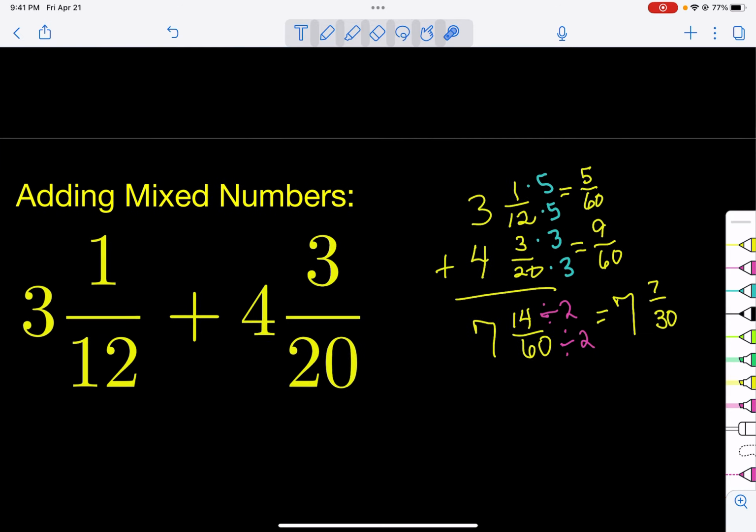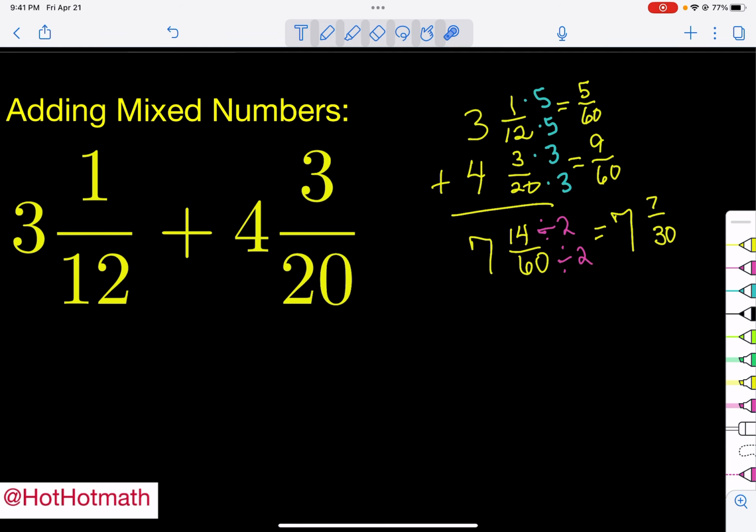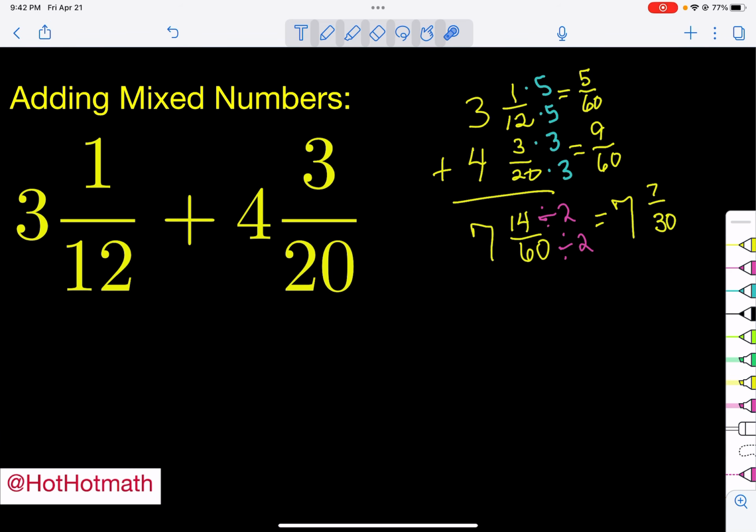So there is how you add mixed numbers when you have to get a common denominator of our fractional piece.